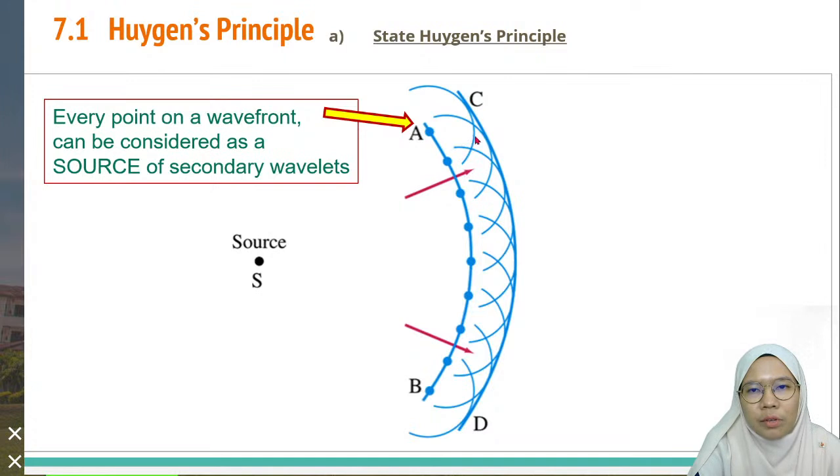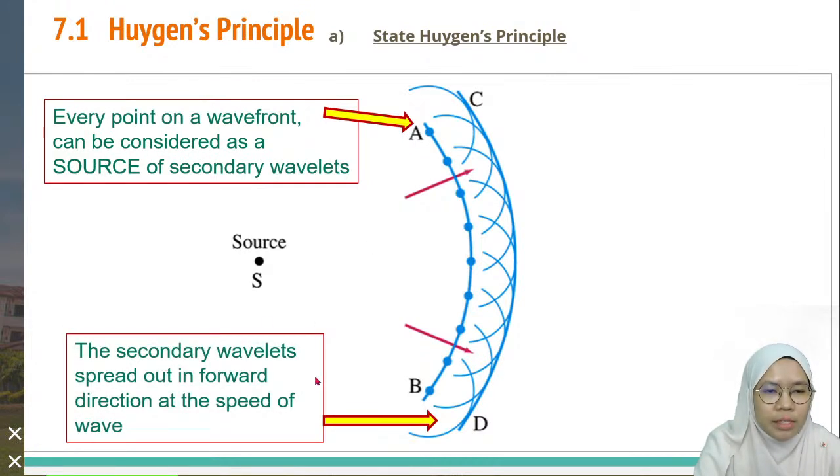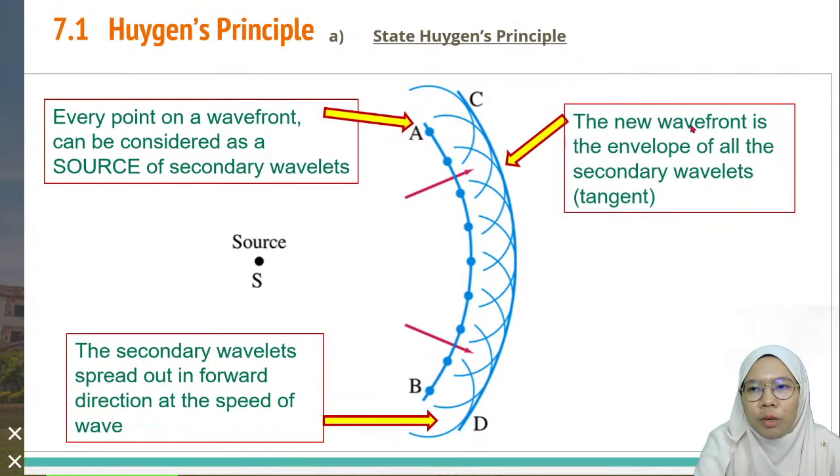So this is the secondary wavelet for point 1. Let's say this is point 2, and this is its secondary wavelet. A wavelet is actually a small wave. The secondary wavelets spread out in the forward direction at the speed of the wave. So this is a series of wavelets. The new wavefront is the envelope of all the secondary wavelets. If you draw the tangent for each wavelet, you will get a new wavefront. That is what Huygens principle is about.